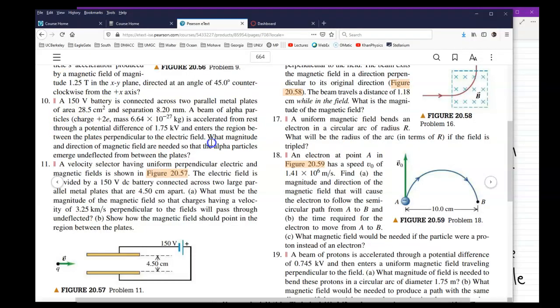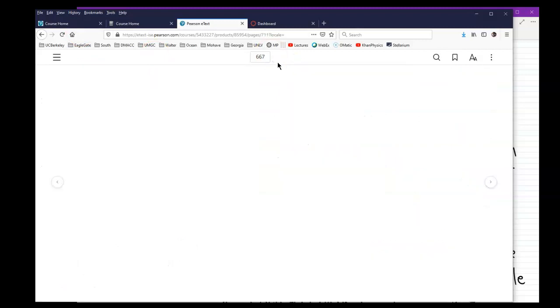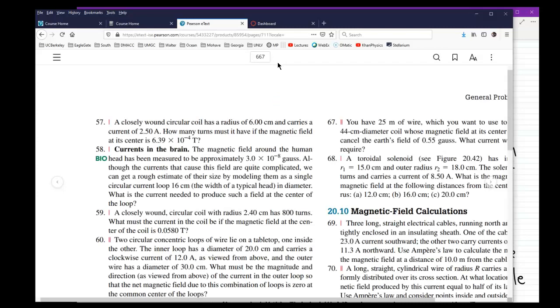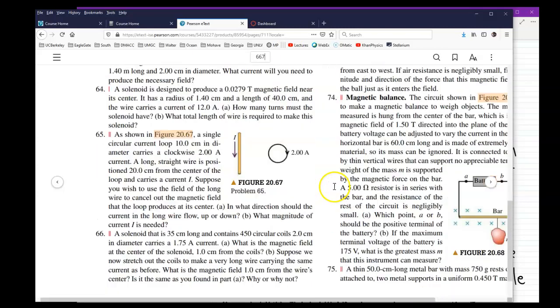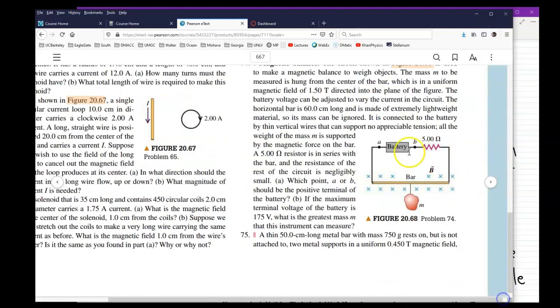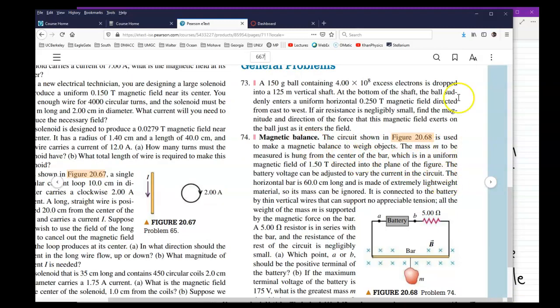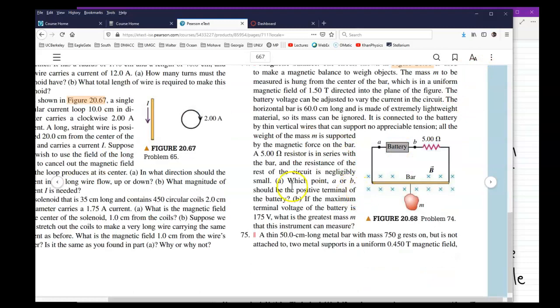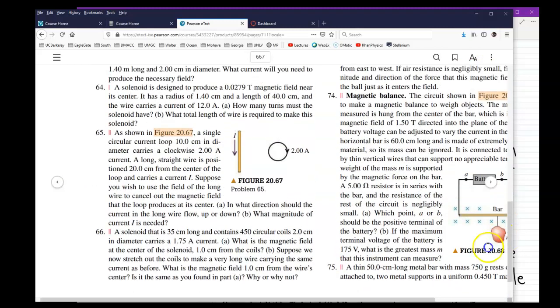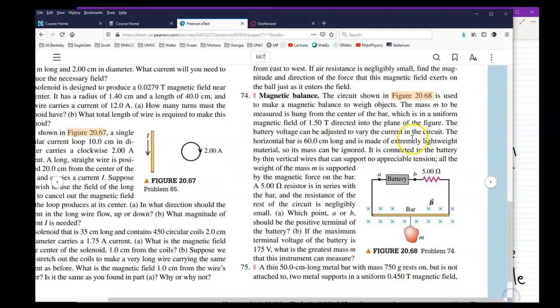Let me find it here. Oh, I remember this one. Magnetic balance, 74, page 667. Right there. I'm trying to get it right in the center of the page. Okay, let's read it together. Here we go. As I read, you want to look at the picture right here. It says the magnetic balance.